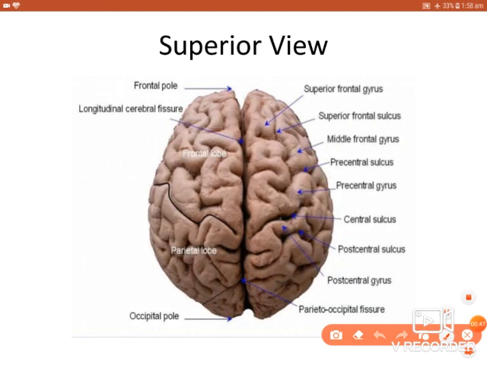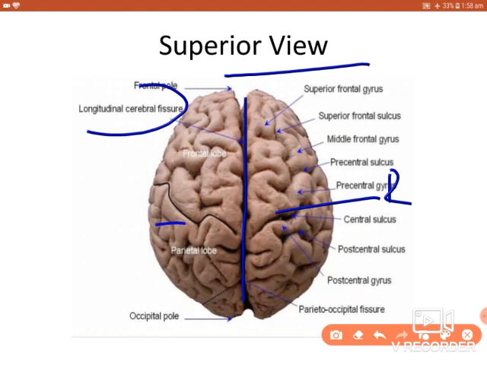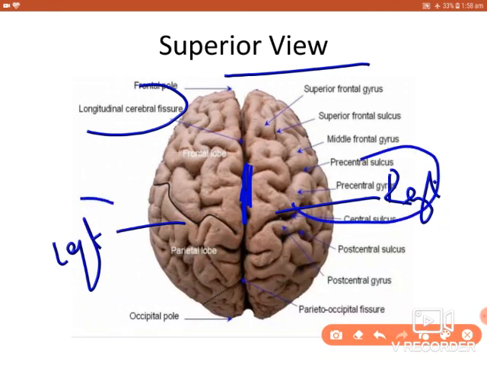Here this is the superior view of this cerebrum. You can see there is a median fissure that forms the longitudinal cerebral fissure. This is the right and this is the left cerebral hemisphere. Each cerebral hemisphere is partially connected by means of commissural fibers that form the corpus callosum. You can see it deep to this fissure. So these right and left cerebral hemispheres are partially connected.